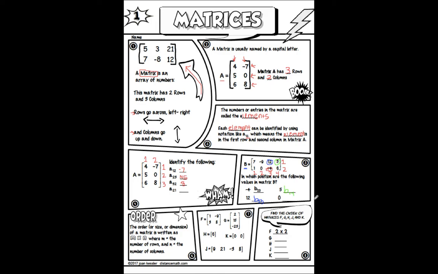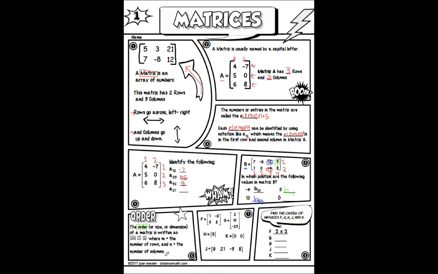Okay, next vocabulary word is going to be order. All right, so we're in box 6 down here in the corner. So order is going to be the size or the dimension of a matrix. A matrix is written as M by N, not M times N. That's the X by. So it's almost like we're measuring kind of like area, feet by inches kind of thing. So M by N, where M is the number of rows and N is the number of columns. So again, rows come before columns.